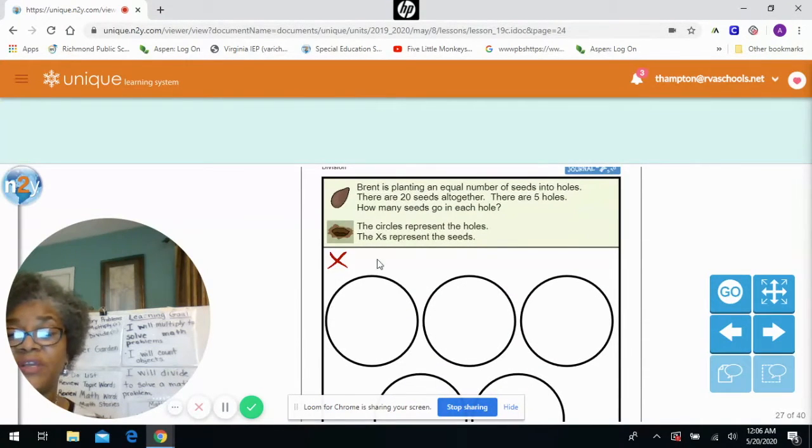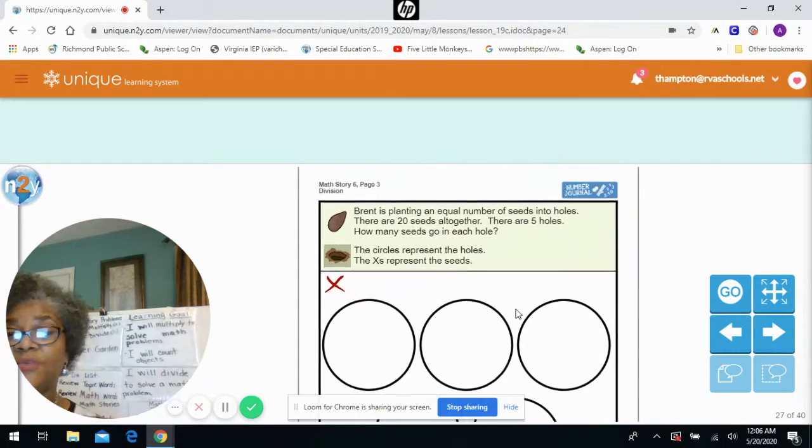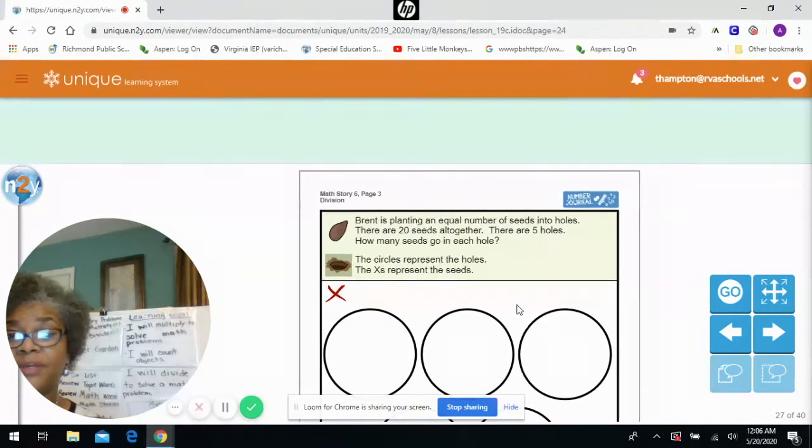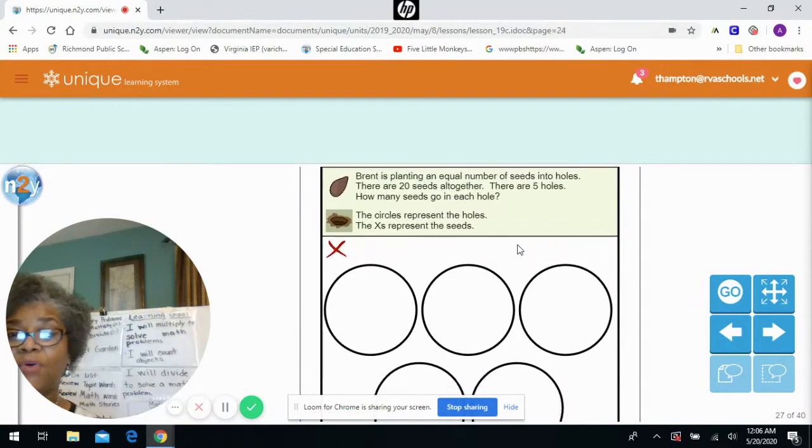Let's read our story. It says Brent is planting an equal number of seeds into holes. There are 20 seeds altogether. There are 5 holes. How many seeds go in each hole? Alrighty. The circles represent the holes, so we have 5 of those. And the X's represent the seeds. So he has 5 holes and 20 seeds.